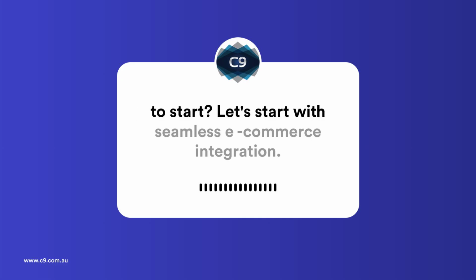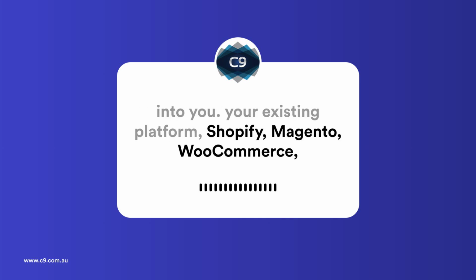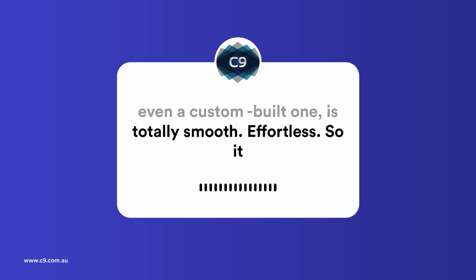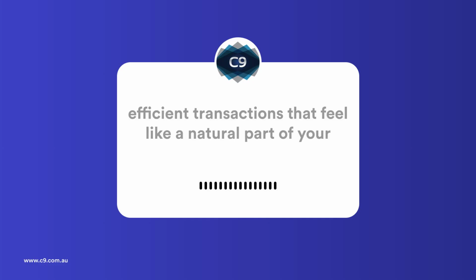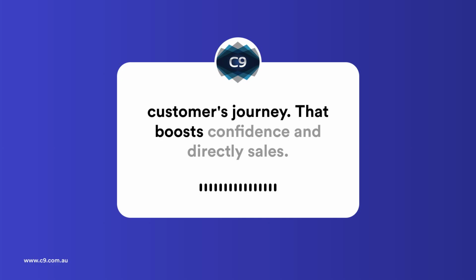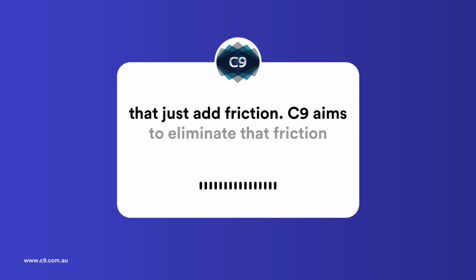Where's the best place to start? Let's start with seamless e-commerce integration. Smoothness is key. Okay. C9's expertise makes sure the setup into your existing platform, Shopify, Magento, WooCommerce, even a custom-built one, is totally smooth, effortless. So it just works. It's more than just working. It's ensuring secure, efficient transactions that feel like a natural part of your customer's journey. That boosts confidence and directly sales. We've seen businesses really stumble with clunky integrations that just add friction. C9 aims to eliminate that friction entirely.